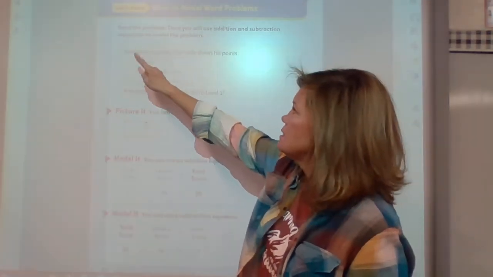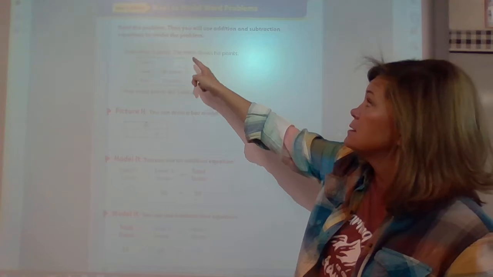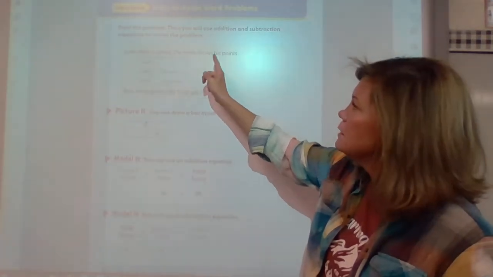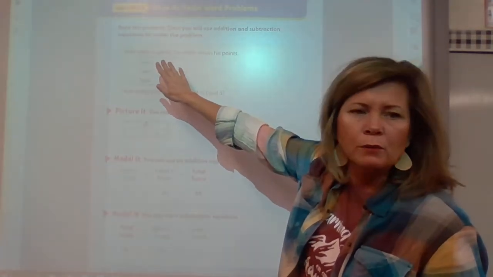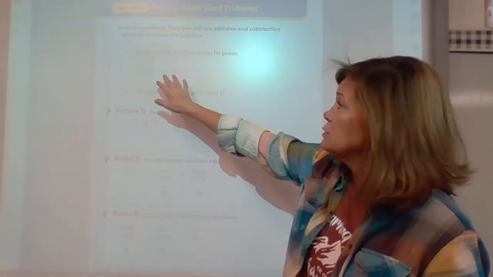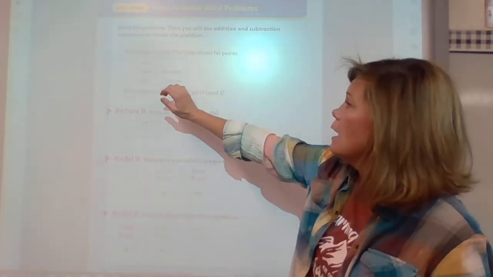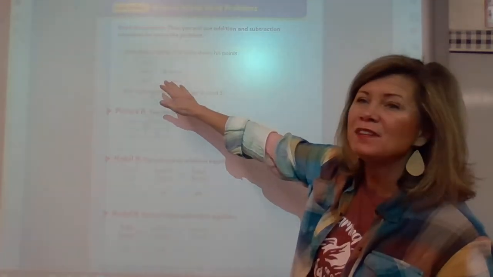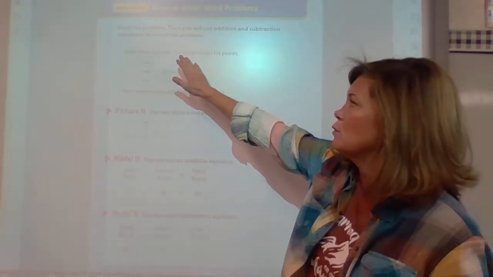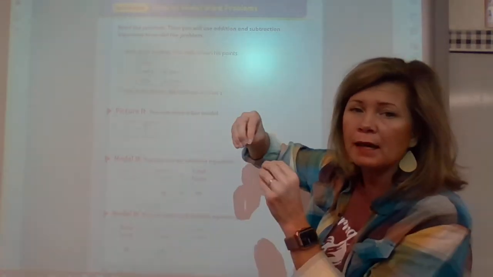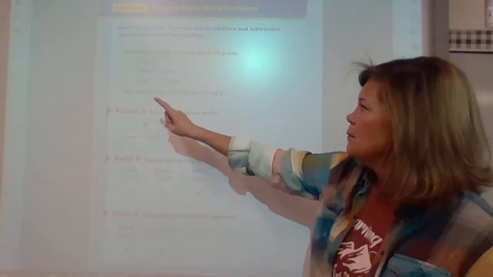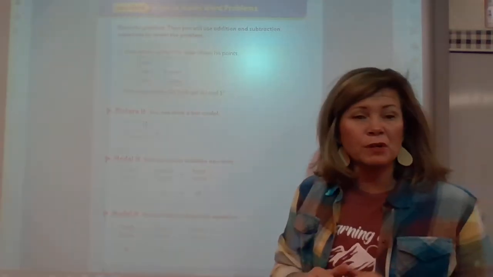So it says Todd plays a game. The table shows his points. Okay, level 1, we don't know how many points he got. Level 2, he got 16 points. He got a total of 55 points. Okay, so level 1 and level 2 together make 55. How many points did Todd get in level 1? Well, that's what we're going to figure out.